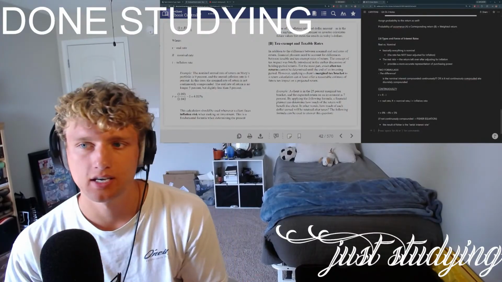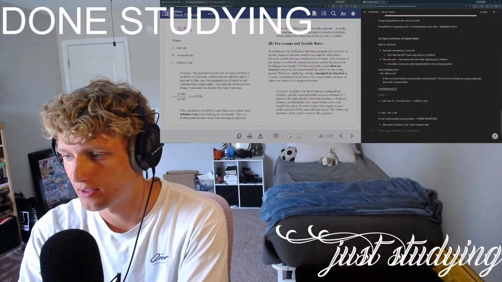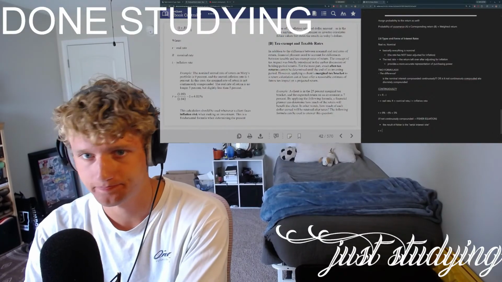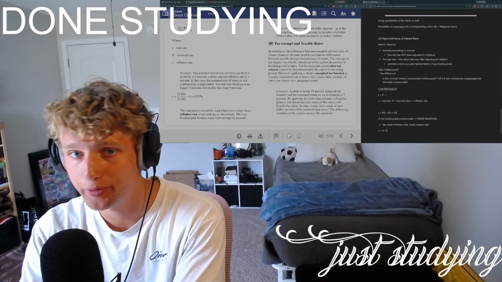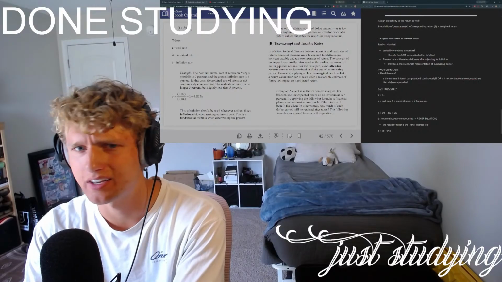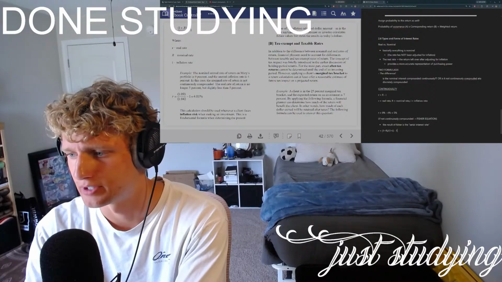I've seen this formula before. r equals 1 plus the nominal rate over 1 plus the inflation rate, and you subtract 1 from it.